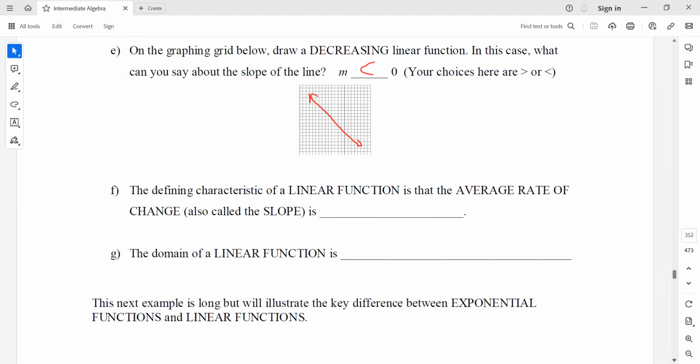The defining characteristic of a linear function is that the average rate of change, also called the slope, is constant. The domain of a linear function is all real numbers. Remember, this is not a practical domain, okay?